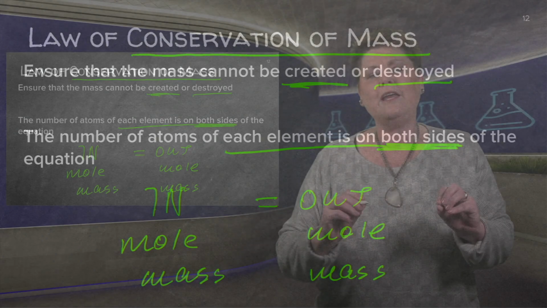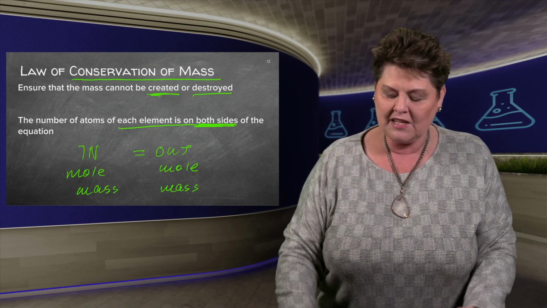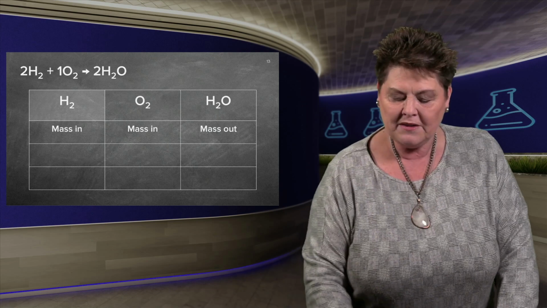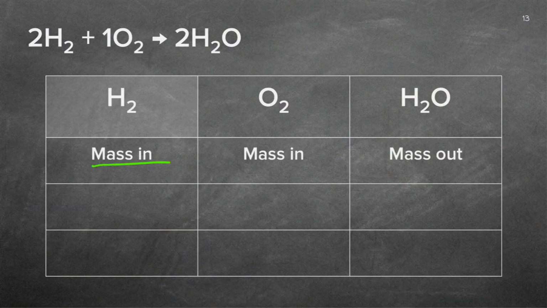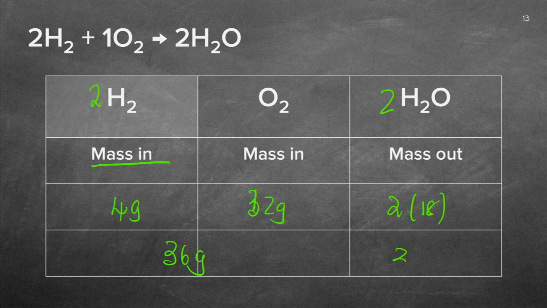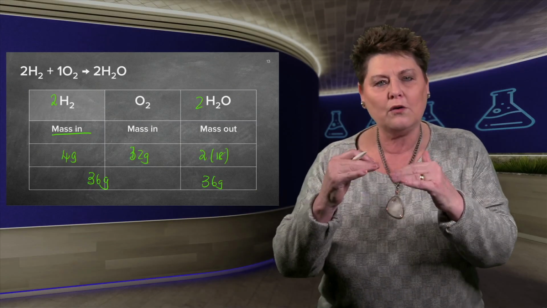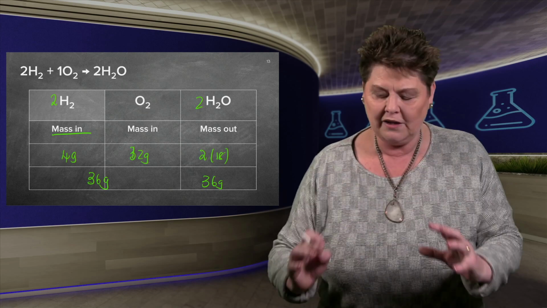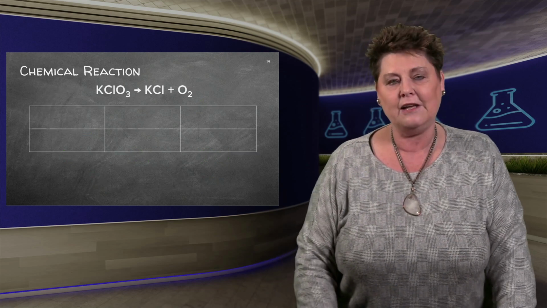Right, I want you to get a paper and a pen to do some of the calculations with me. The mass in was, remember, 2 times that, 4 grams. 1 of that was 32 grams. That gave me 36. And I had 2 of this water giving me 36 grams. I like working in tables because it clearly structures all your calculations and your thinking. Right, let's have a look at another equation.